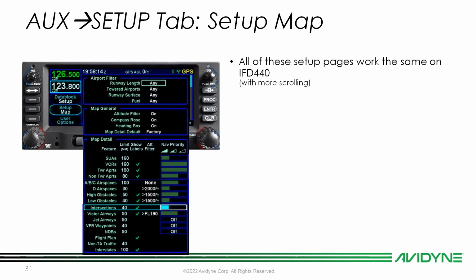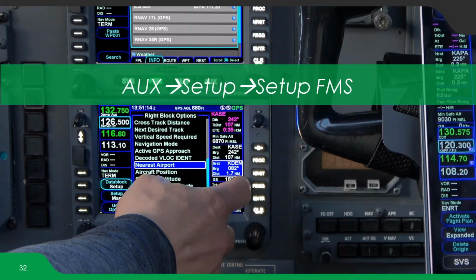And of course, if you do have a 440, the page here looks exactly the same, your map setup page. You just have to scroll a little bit to find it. All the information is still there, still represented, just because of the smaller screen real estate on the 440, we have to do some scrolling. If you do have a 440, you just go ahead and scroll down and all that stuff is there.